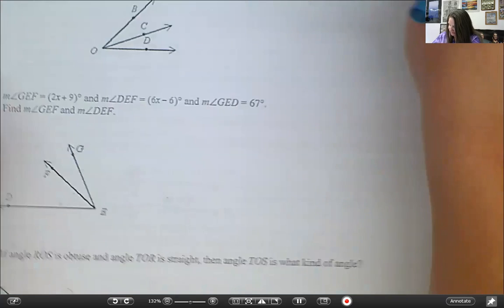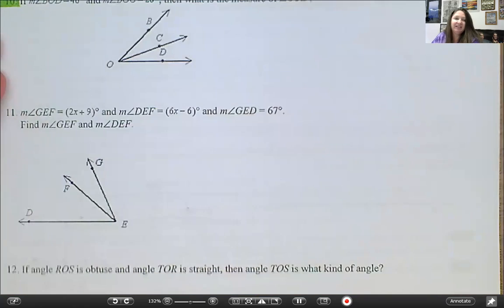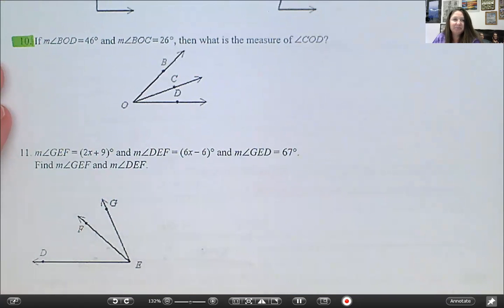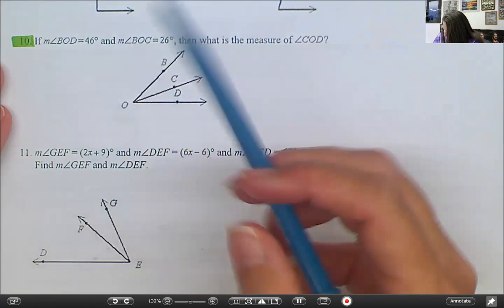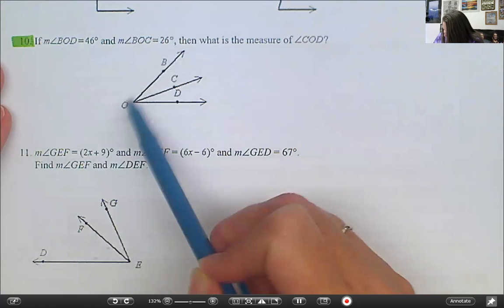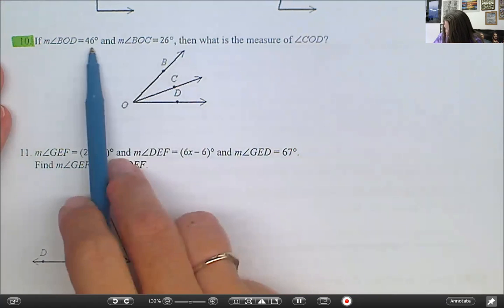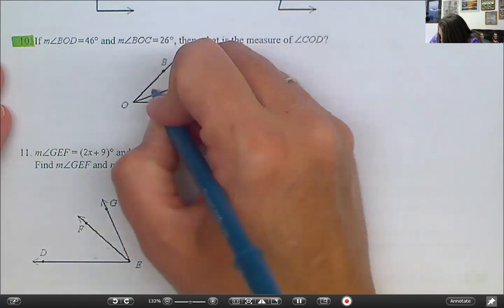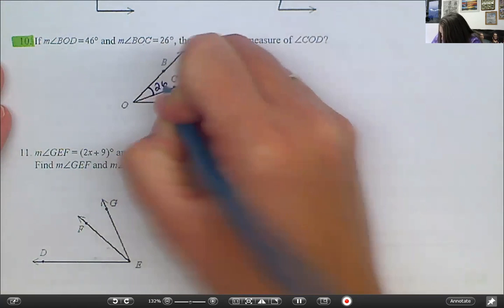All right, on the back of that first page, we have an angle diagram here where we need to fill in some pieces and then solve for a missing part. So in this problem, they tell us that angle BOD, which is the entire angle, is 46 degrees. And BOC, part of that, is 26.